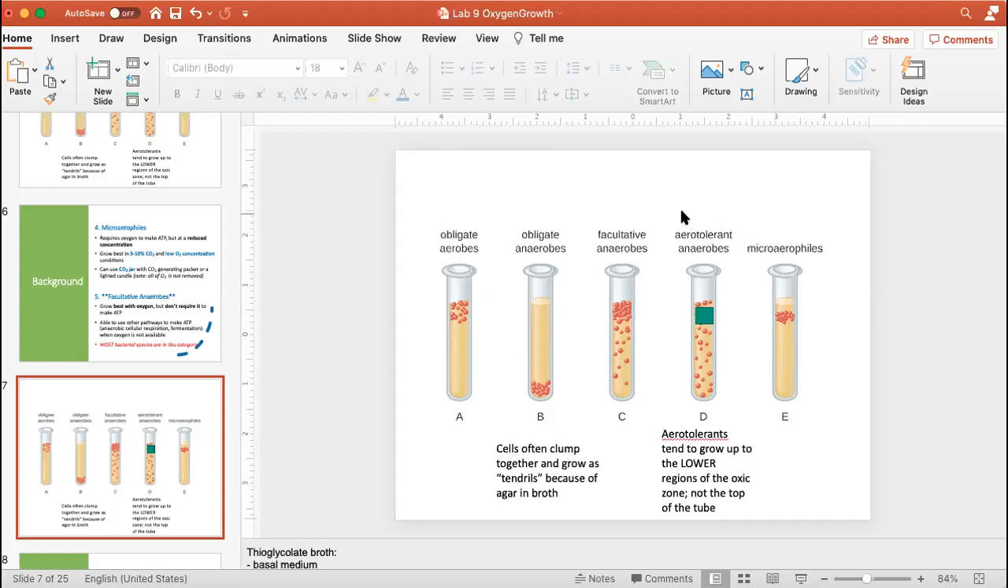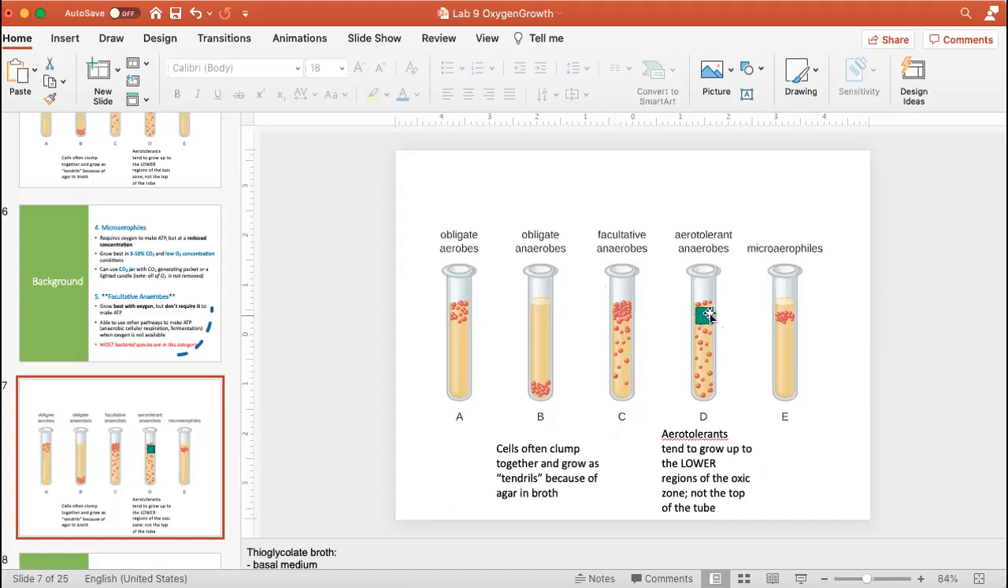Now, if we look over at the facultative anaerobes, they can grow all the way through the oxic zone. In fact, they prefer the oxic zone. That's why you see most of the red dots up here. They can also grow without oxygen, though. And that's why you see some dots down through the rest of the tube as well.